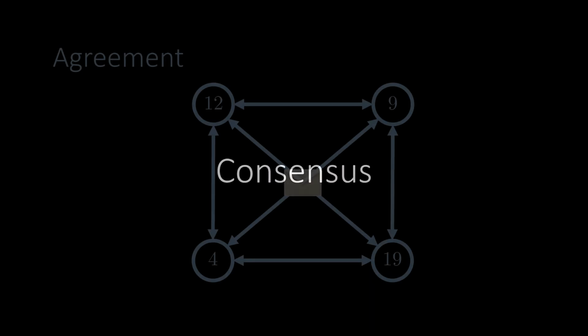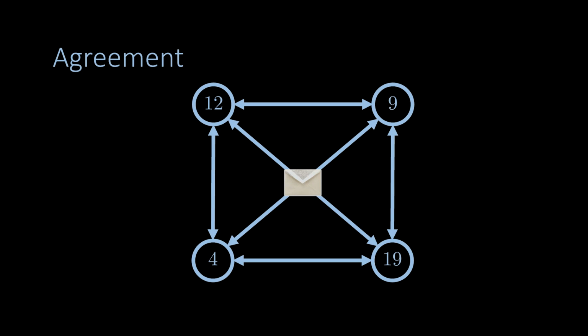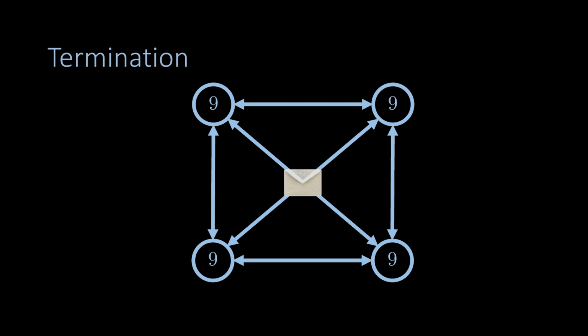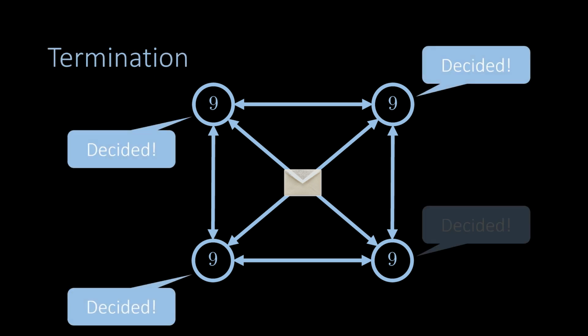More formally, we want to solve the so-called consensus problem. An algorithm is said to solve the consensus problem if it has the following properties. The first property is called agreement, which says that all nodes must decide on the same value at the end of the execution of the algorithm. The second property is called validity. The validity property requires that, if all correct nodes start with the same input value, then the correct nodes must decide on exactly this input value. Lastly, the third property is called termination, which says that all nodes must eventually decide on a value.